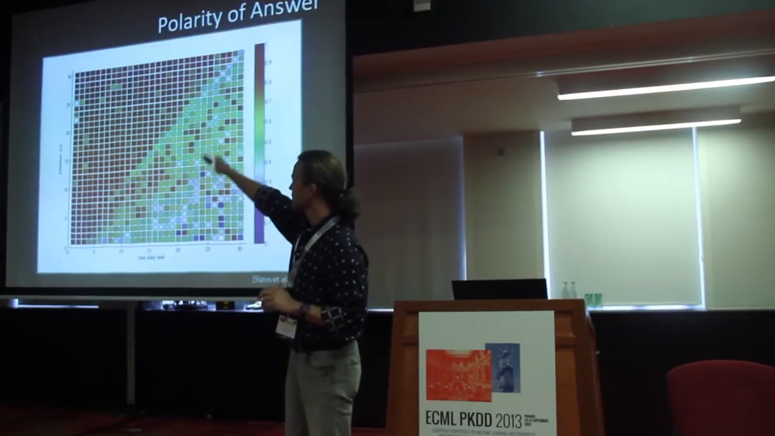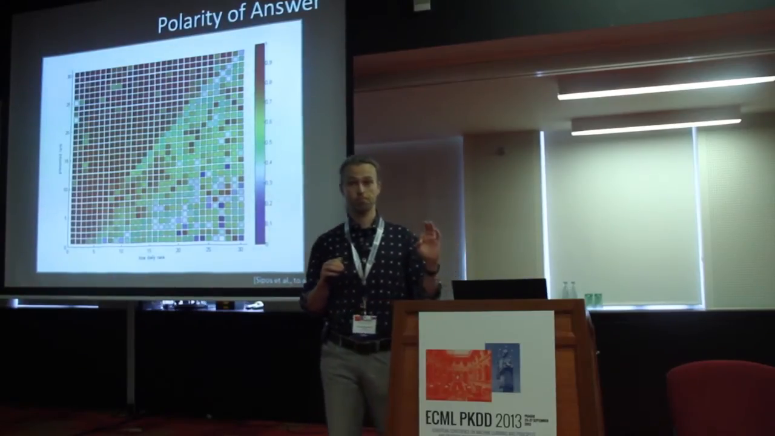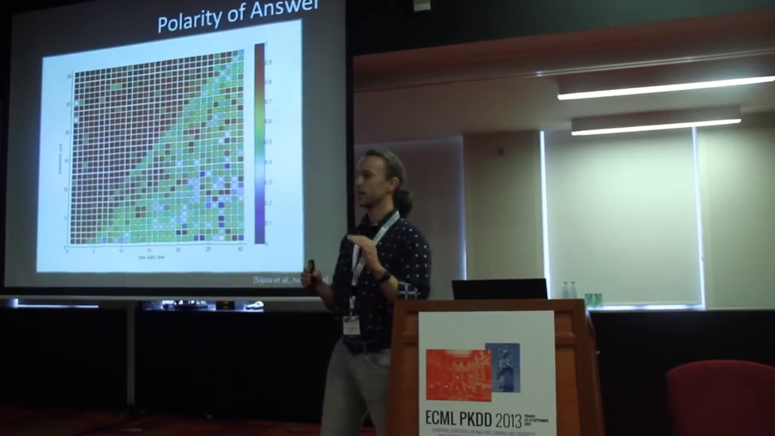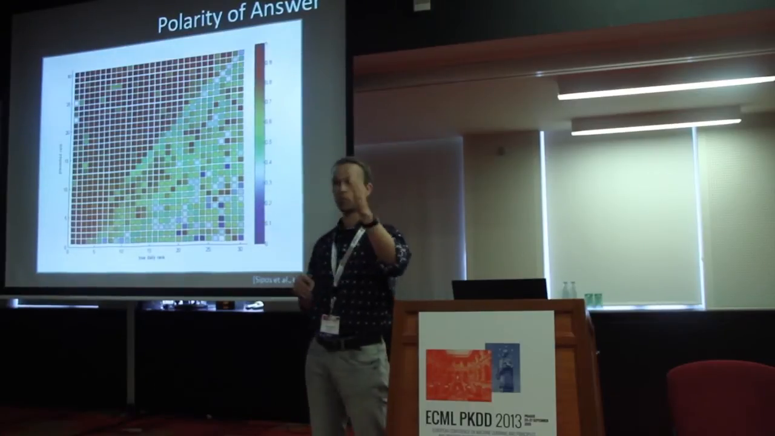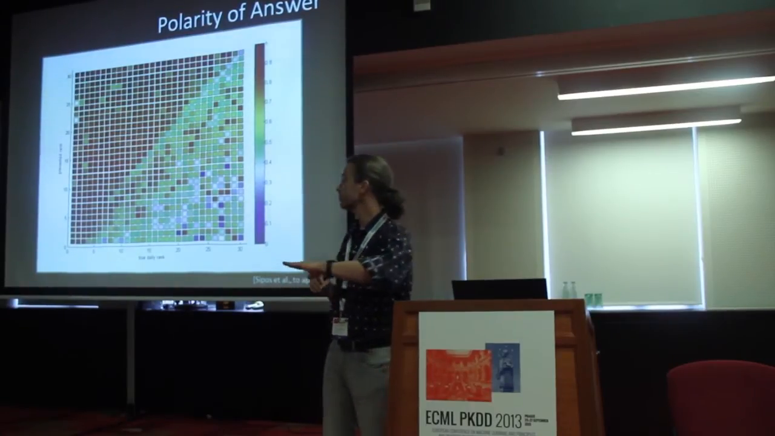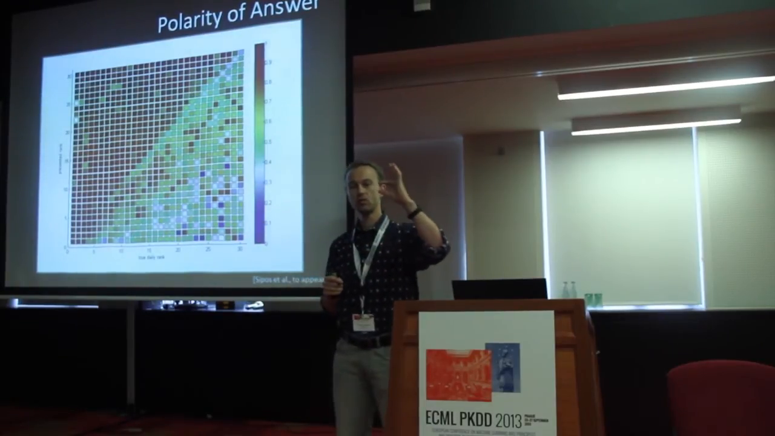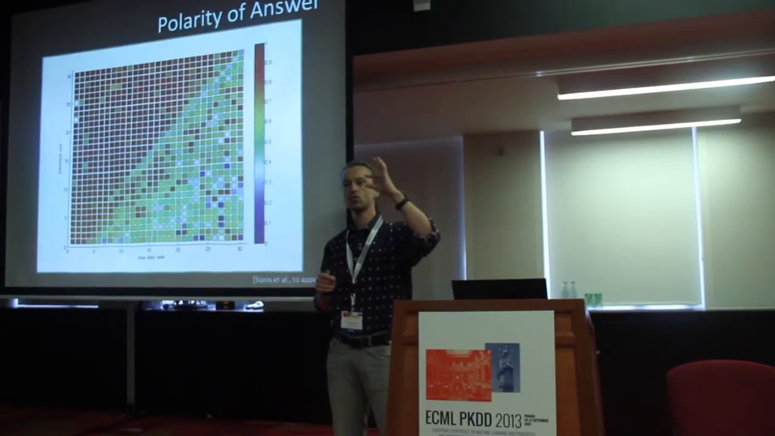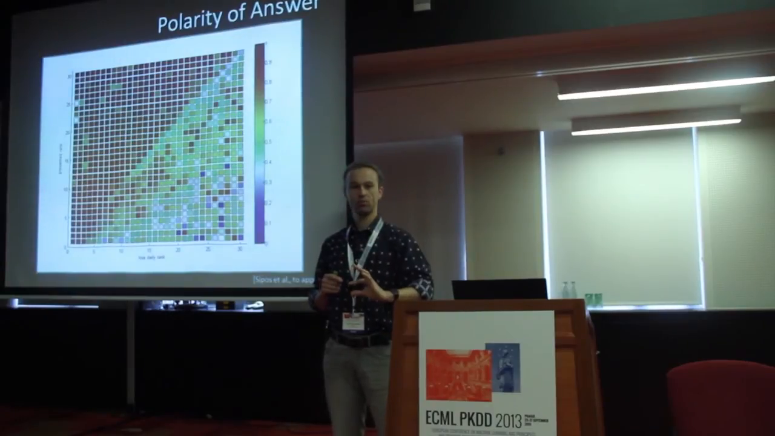And on the y-axis, you have where the review was actually presented. The colors indicate the polarity of the vote. Red means high probability of clicking yes. Bluish means high probability of clicking no. And you can see this diagonal shape here. Basically, if you take a review and present it too high, it will get predominantly no votes. If you present it too low, it will get predominantly yes votes.